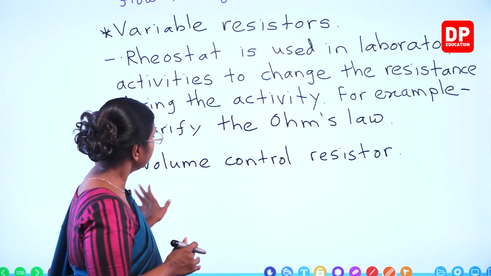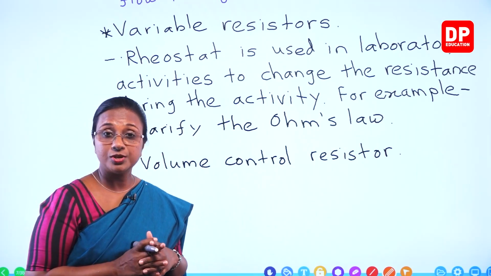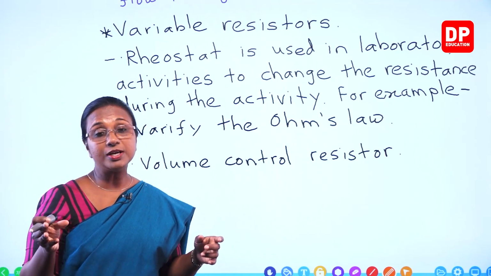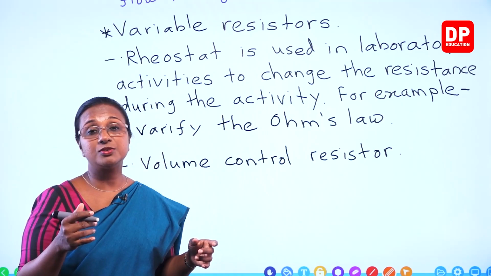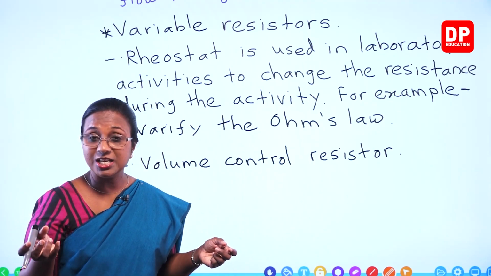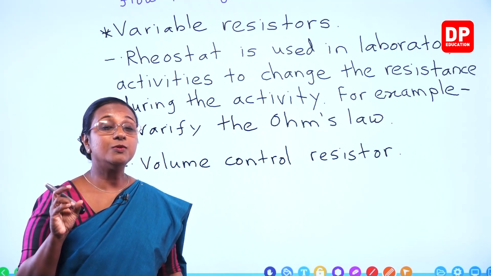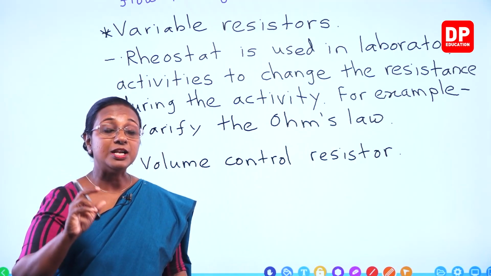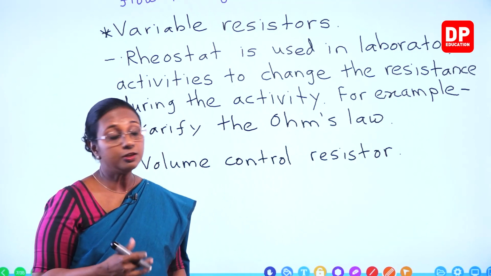In a similar manner, we can use a volume control resistor in devices. There again, when you rotate the volume controller, you have seen these volume controllers in radios or places where you need to change the volume. So there you have seen, by rotating it, you change the resistance. By doing that, you can control the volume.